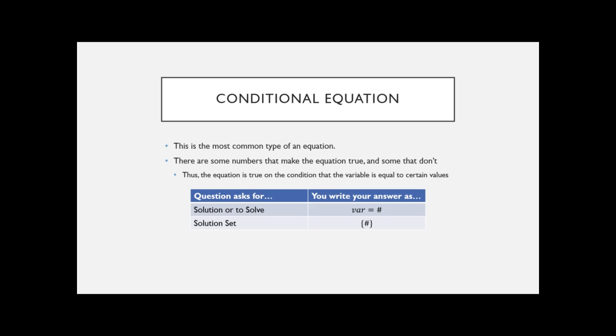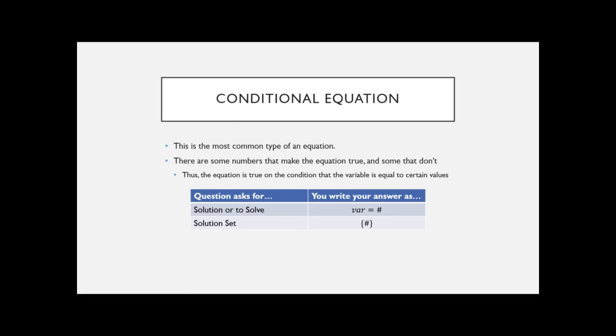There are some numbers that make the equation true and some that don't. And so it's called conditional because it's true on the condition that your variable x is equal to this particular number. So if you solve an equation, you get x equals 2, the equation is true on condition that x equals 2.